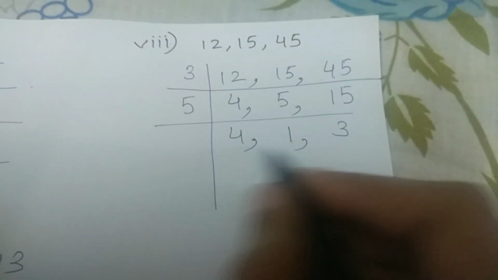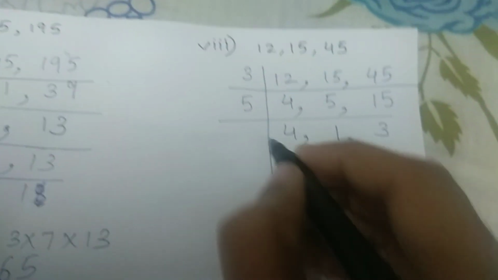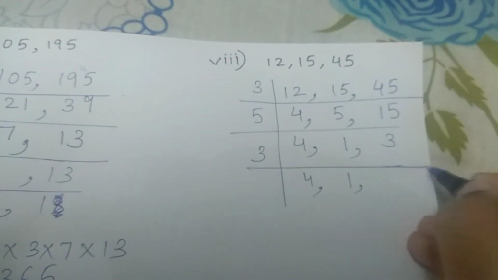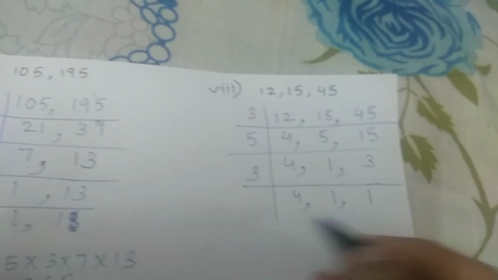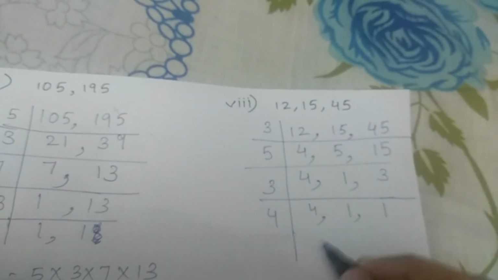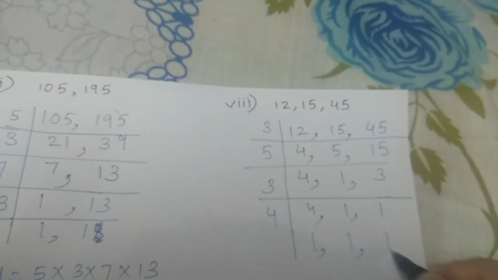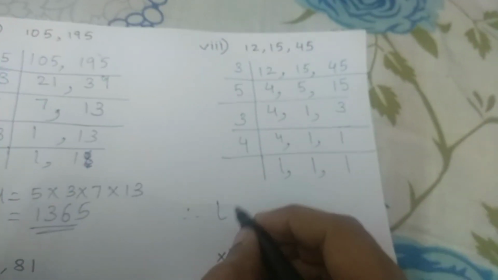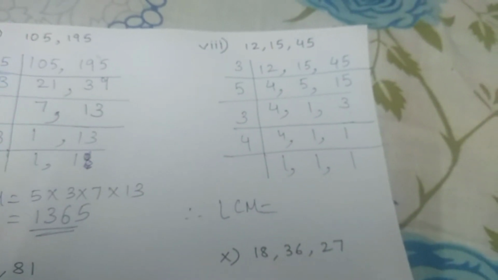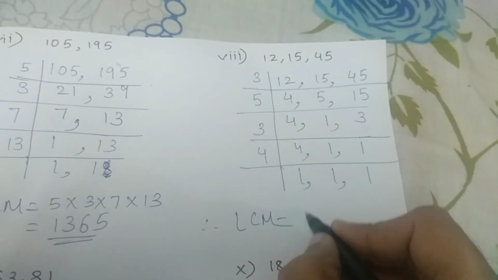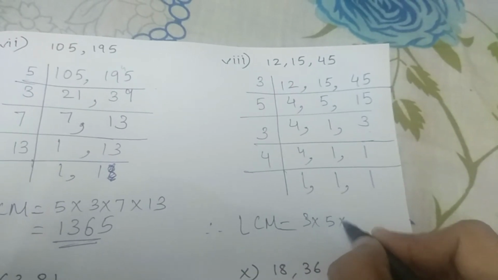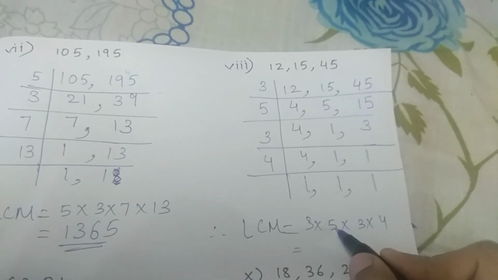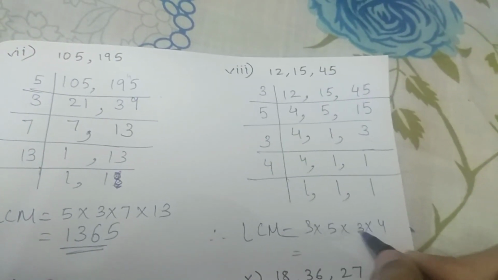Yes, so let's factorize 3 first. 3. Now 4 and 1 will be as it is, 3 1s are 3. Last number is 4. So 4 1s are 4. Therefore LCM is 3 into 5 into 3 into 4. 3 5s are 15. 15 3s are 45.